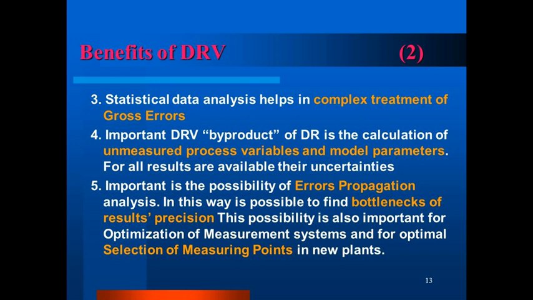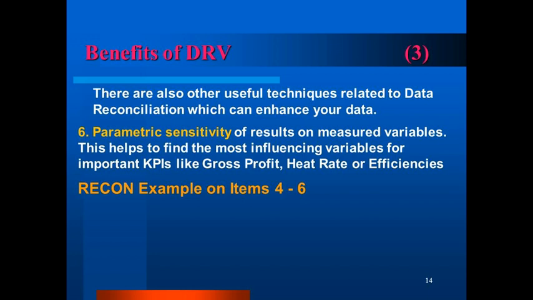There is also a group of benefits based on sensitivities of results to values of input variables. The concept of parametric sensitivities can be used, for example, for the analysis of propagation of measurement errors in the process of data reconciliation. This can help to find bottlenecks of result precision, which can be used for instrumentation system improvement. Parametric sensitivities can also be useful in finding variables which significantly influence key performance indicators. This functionality is useful in the plant optimization area.